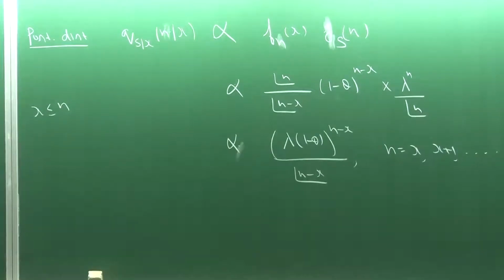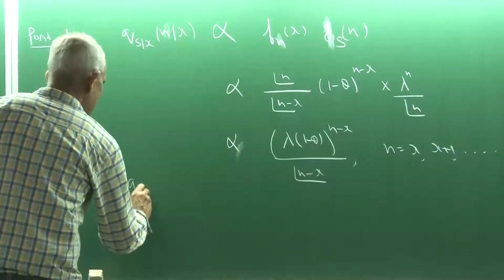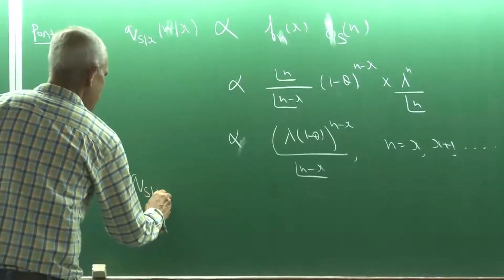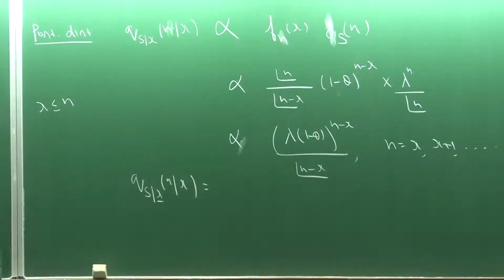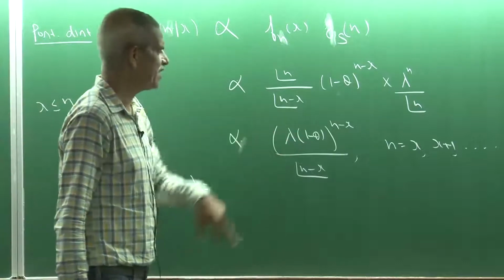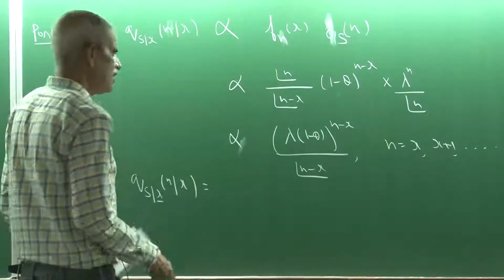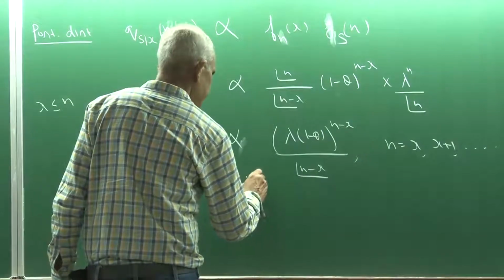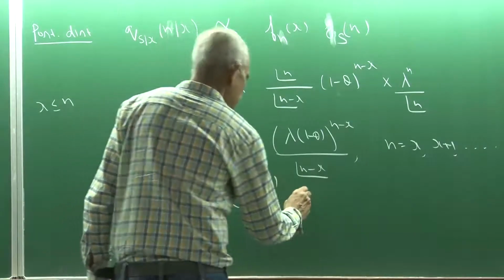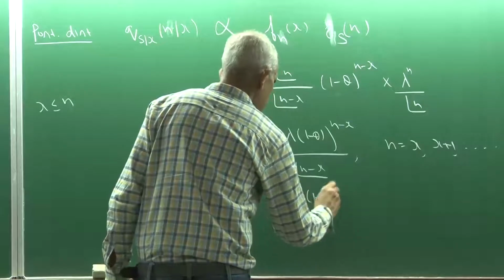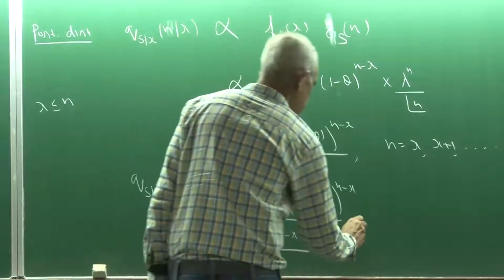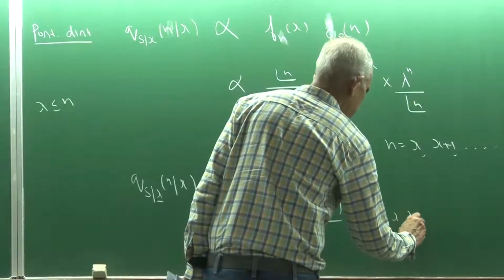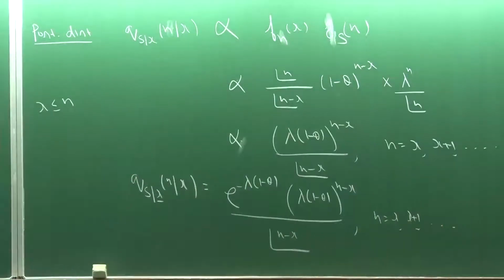So what is this quantity? So q of s given x, in fact, you know what exactly this is? This total sum is e to the power lambda (1 minus theta). So it becomes e to the power minus lambda (1 minus theta), lambda (1 minus theta) to the power n minus x, factorial n minus x, for n is equal to x, x plus 1, and so on. So which is again a truncated Poisson distribution.